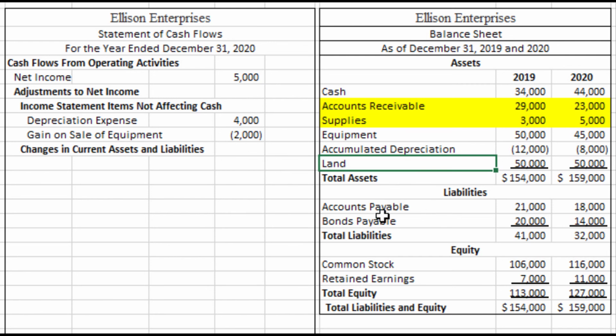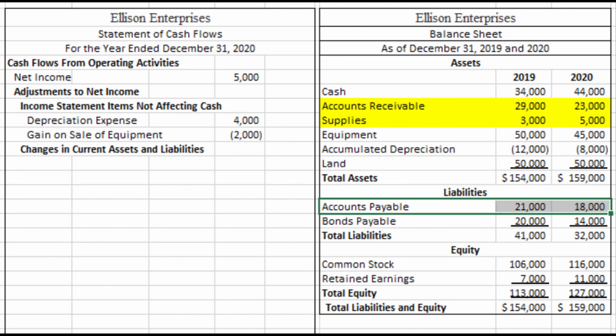Next, moving on to the liabilities. Accounts payable is a current liability, so we will need to include that, so I'm just going to highlight it. And bonds payable is a long-term liability, so we will not need to include that. Note that there are a few exceptions of current assets and current liabilities that should not be listed in this section, such as notes payable or notes receivable, but we don't have any of those exceptions in this problem. Now remember, we are interested in the changes to current assets and current liabilities. So let's first start with accounts receivable.